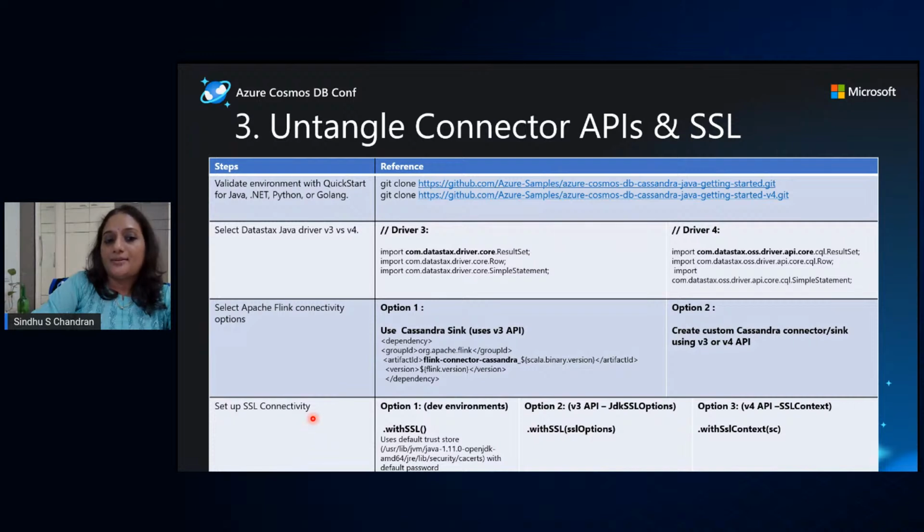The last thing to know in terms of code changes is related to the SSL connectivity. So you might not have been using this on-prem if you were in an internal environment, and so this is something that has to be done when we move to Azure. So you could use just the with SSL without a key store, and it would just pick up the default Java trust store, which would do for dev environments. But otherwise, you can use either the SSL options with Java v3 API or the SSL context with the version 4 API. So these are the options for SSL that has to be set up while connecting to Cassandra.